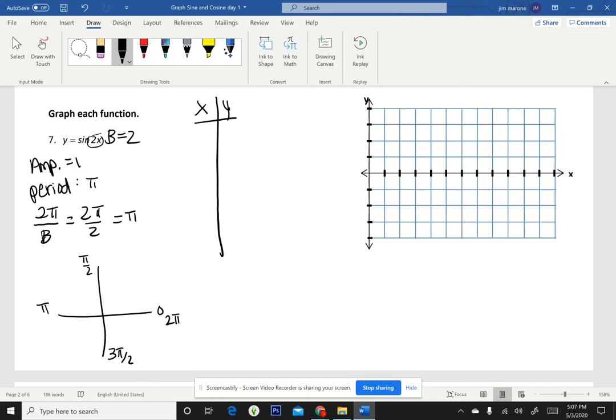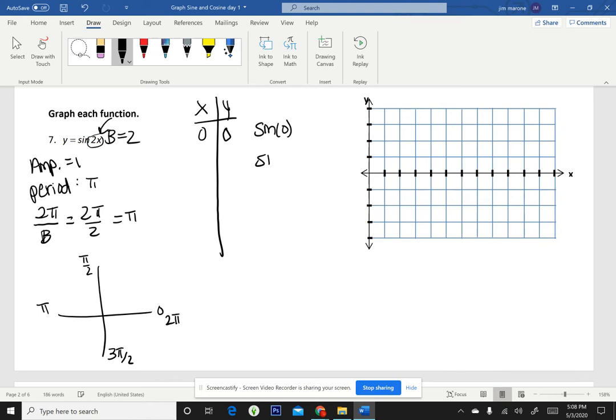So what I want first is to get the sine of 0. I always want to start at the sine of 0. Well, if x is 0, then y is going to be equal to the sine of 0. So if I substitute x in, we find the sine of 2 times 0, which is just 0. So the sine of 0 is 0.